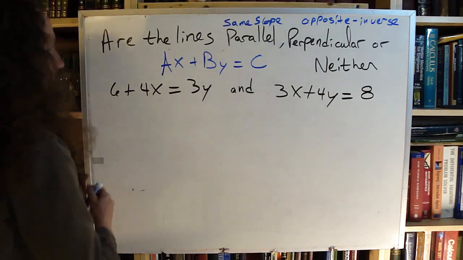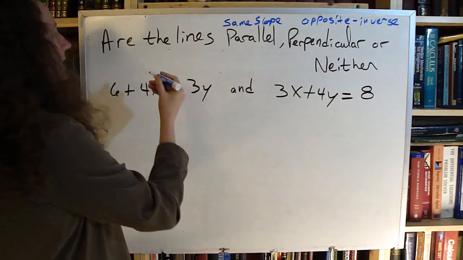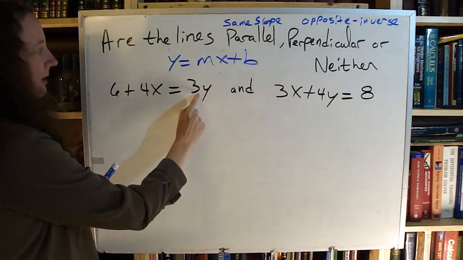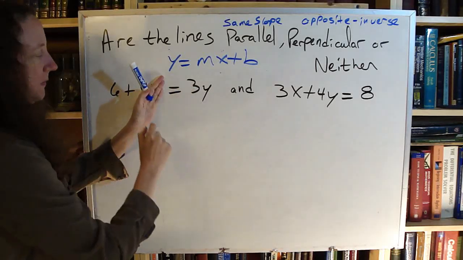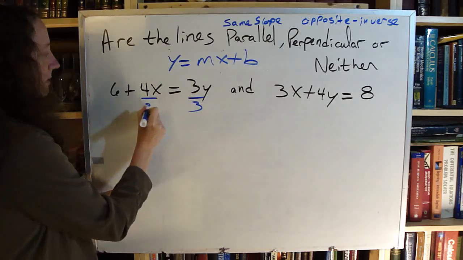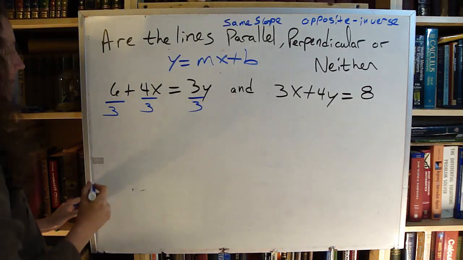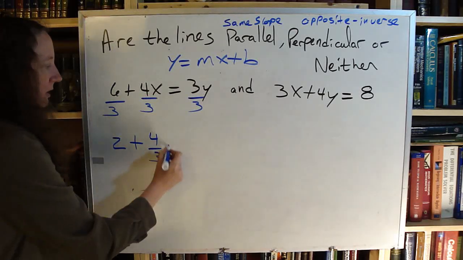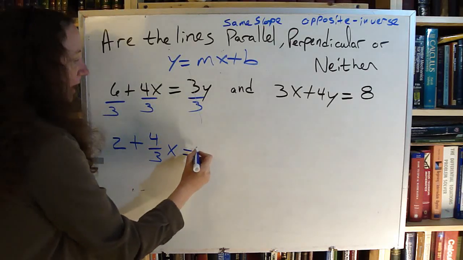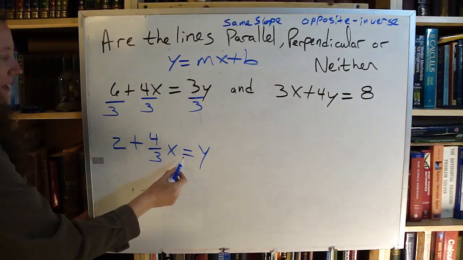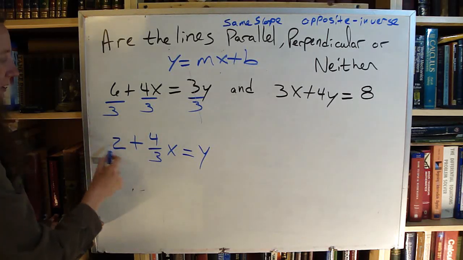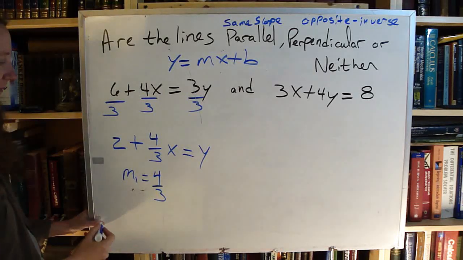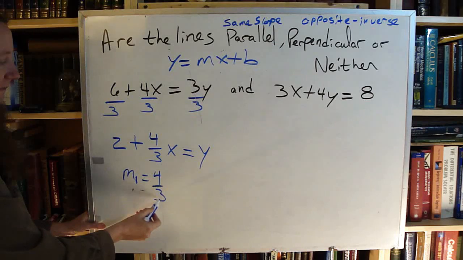So for the other way of doing this, I want to make it look like y equals mx plus b. To make this one look like y equals mx plus b, there's my equal sign there, I need to get rid of that 3. So I'm going to divide by 3. Divide every term in the problem by 3. So now I have 6 divided by 3 is 2. Plus 4 divided by 3, I'm going to leave it as 4/3. That has the x with it. Equals 3 divided by 3 cancels out, I'm left with y. So now I have my y equals mx plus b. I see here that my first slope is 4/3. Slope 1 equals 4/3.